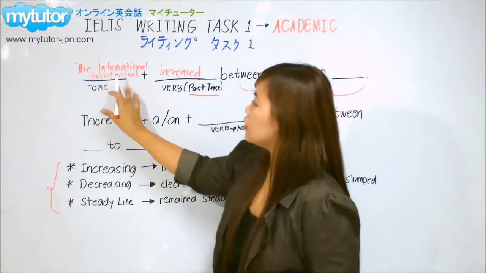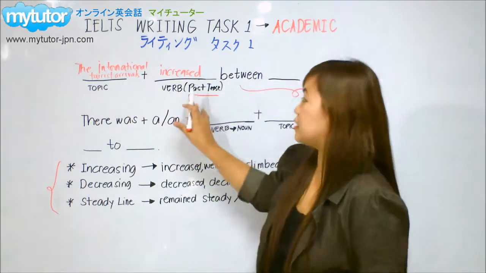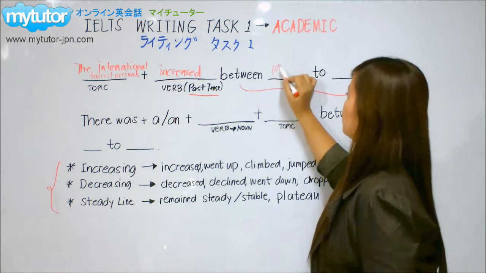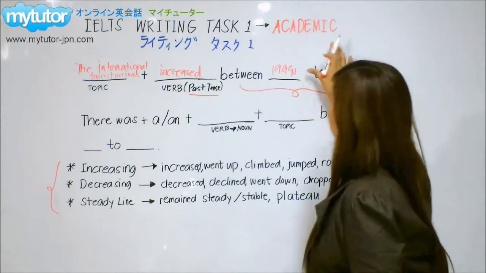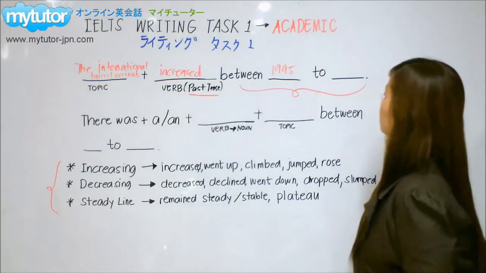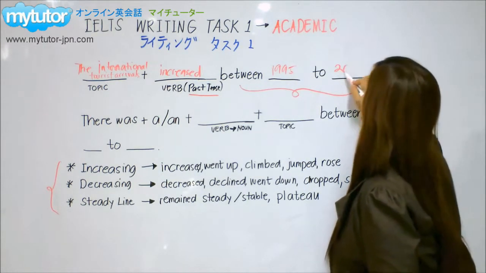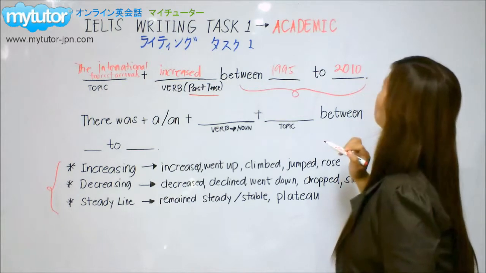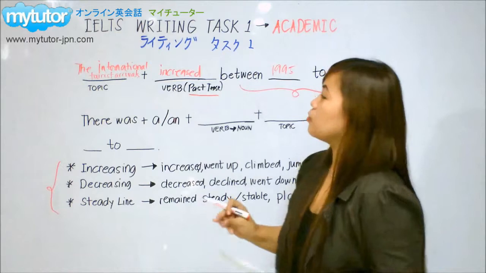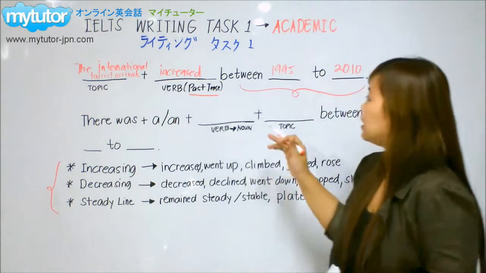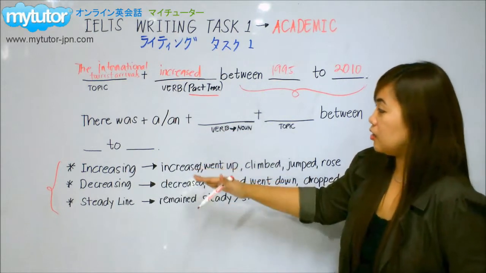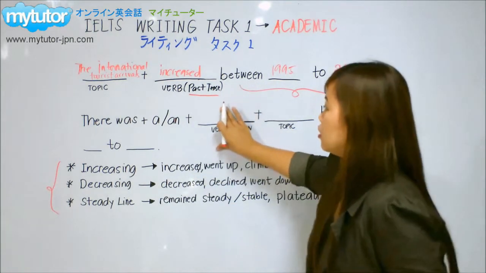So the international tourist arrivals increased between, this is the time range, we have 1995 until, let's say, 2010. So this is our second sentence. It will be: the international tourist arrivals increased between 1995 to 2010. Second way on how to write it, let's just use this.